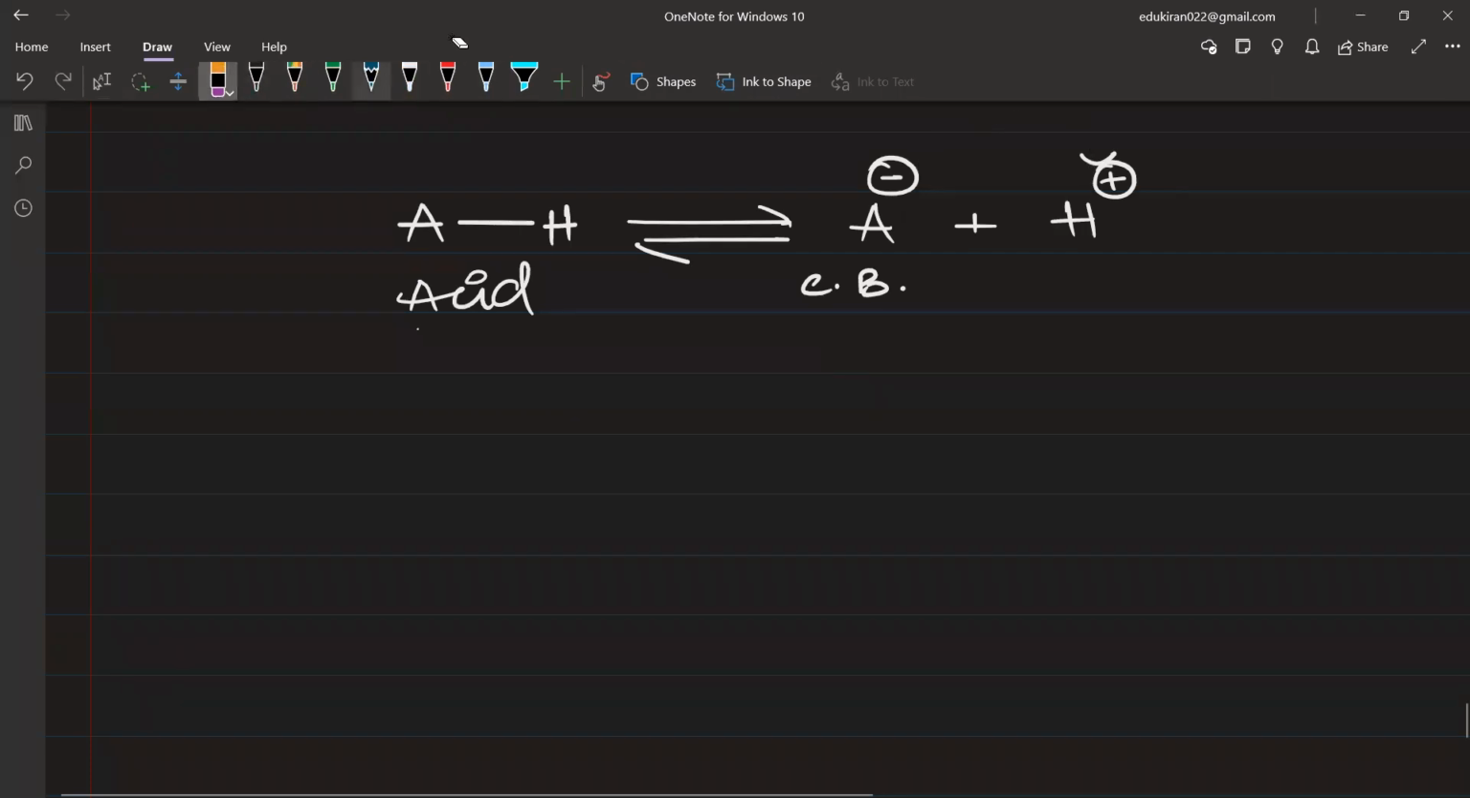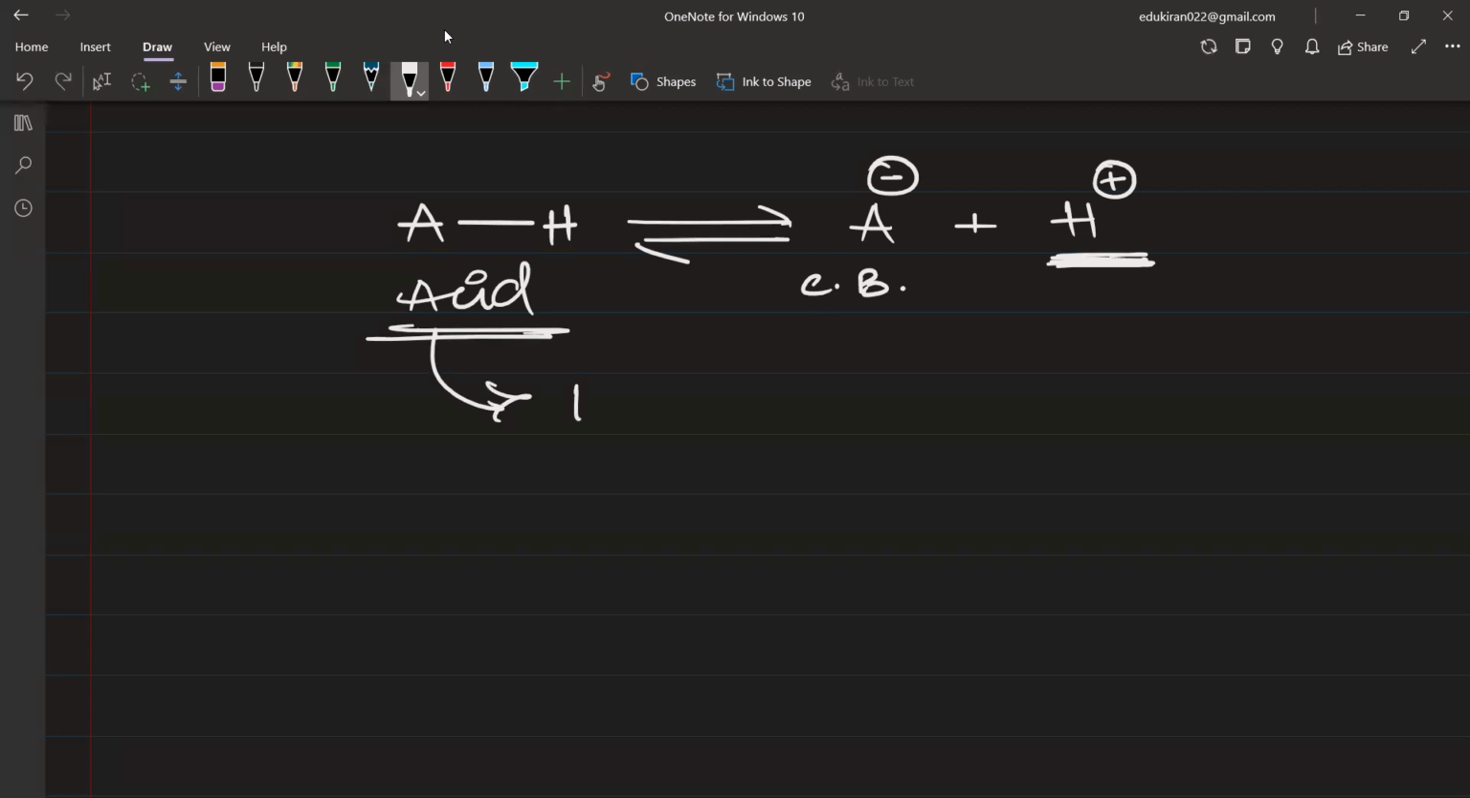Yes or no? It will form HA. That means if my A negative is unstable, it is going to attack on the H plus and it is going to form back the acid. So what is the work of an acid? To dissociate into H plus, right? To dissociate H plus, to liberate H plus.